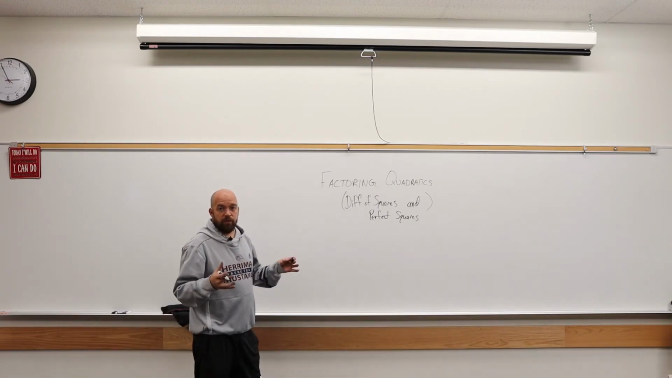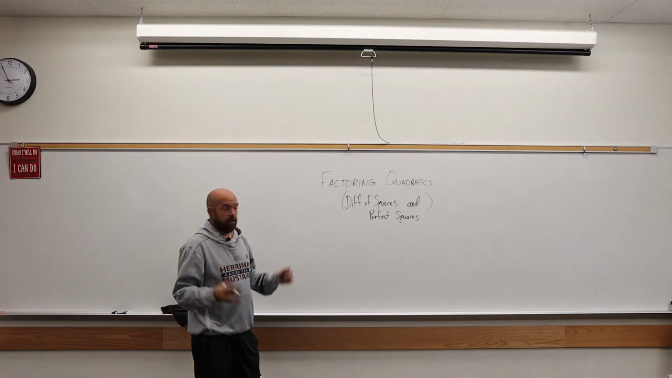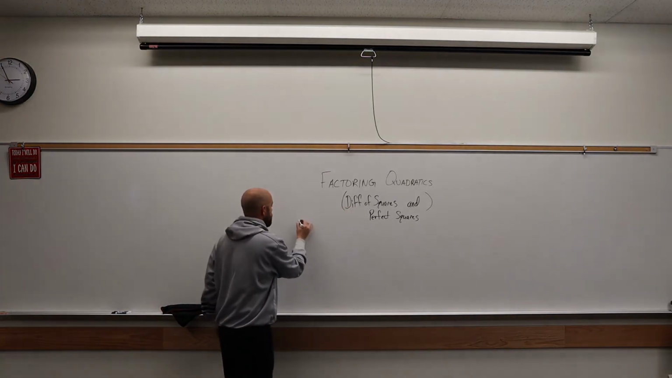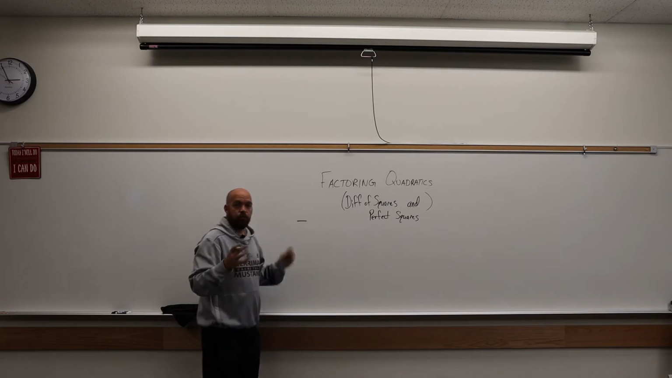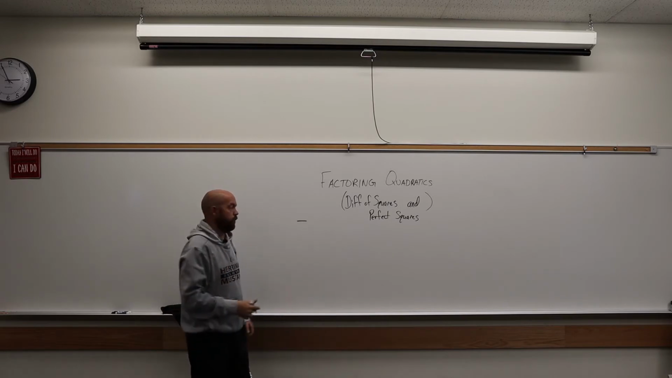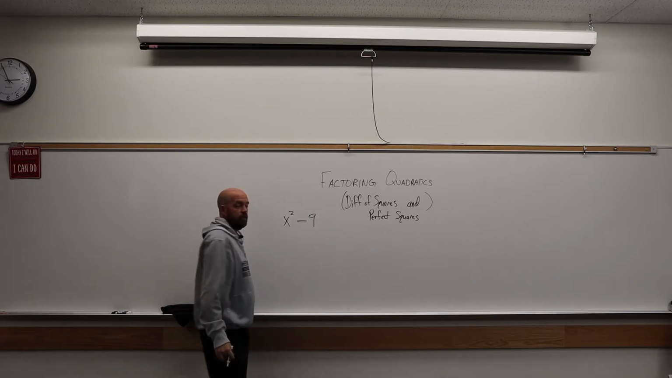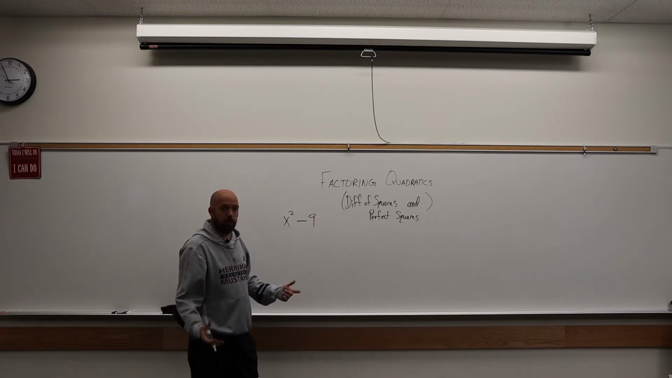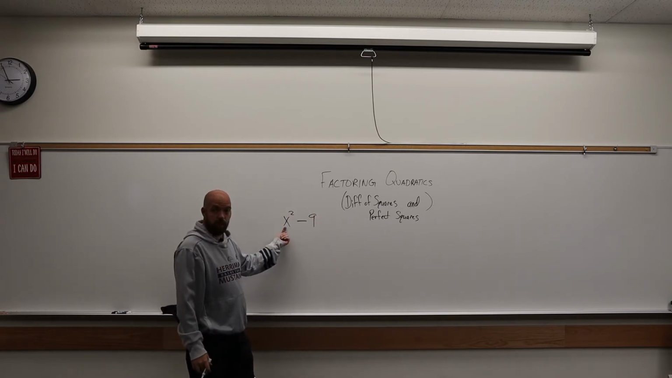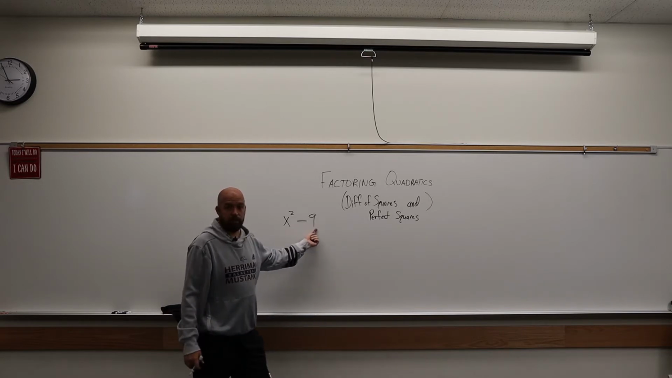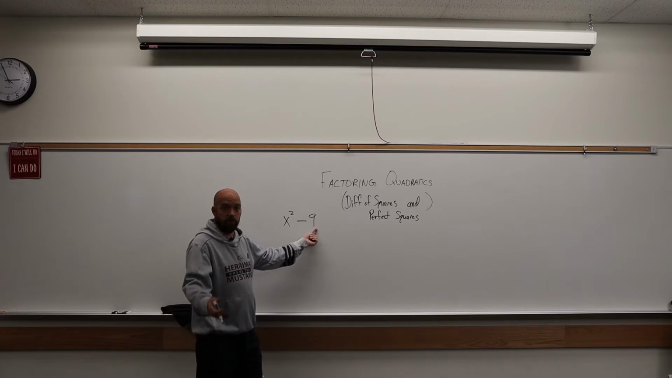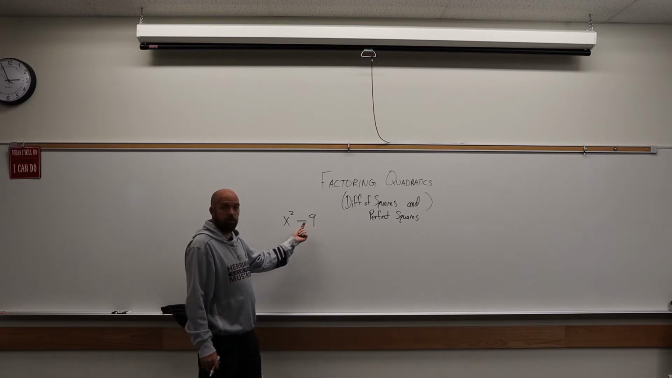Okay, the word difference in math means subtract. So when I'm doing difference of squares, that means I'm subtracting two things that I can take the square root of. So like if I have x squared minus 9, this is considered difference of squares because I can take the square root of x squared, and I can take the square root of 9, which is 3 squared, and I'm subtracting it. So difference of two things that are being squared.